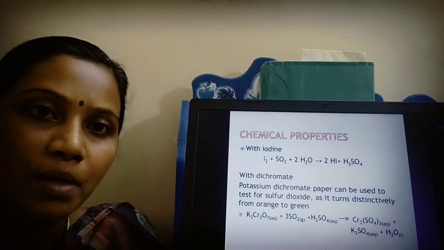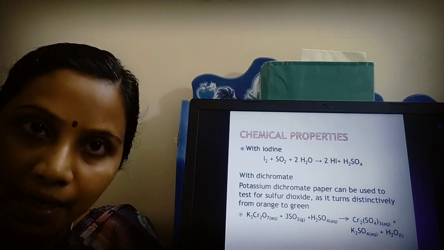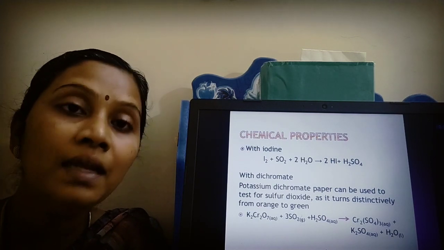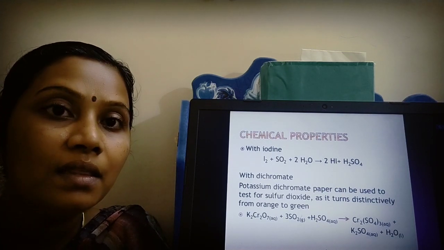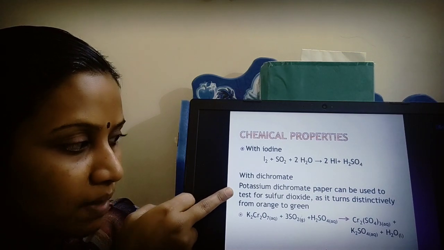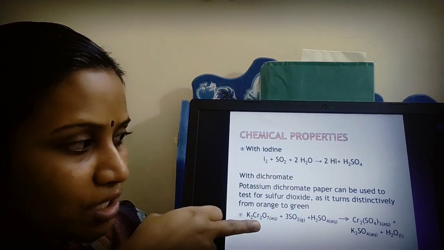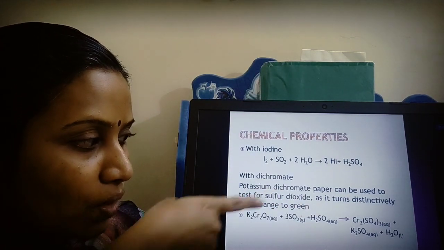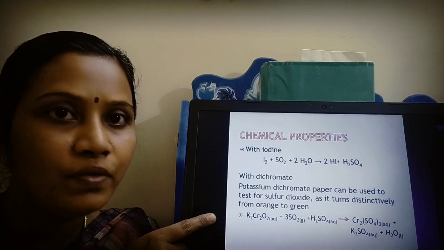Next, with potassium dichromate. This is a very familiar reaction. The potassium dichromate reaction is used to test the presence of sulfur dioxide. For example, when I pass sulfur dioxide gas into potassium dichromate, the color of potassium dichromate changes from orange to green. So potassium dichromate is converted to chromium sulfate. So it changes from orange to green in color. So this is a test to determine the presence of sulfur dioxide.